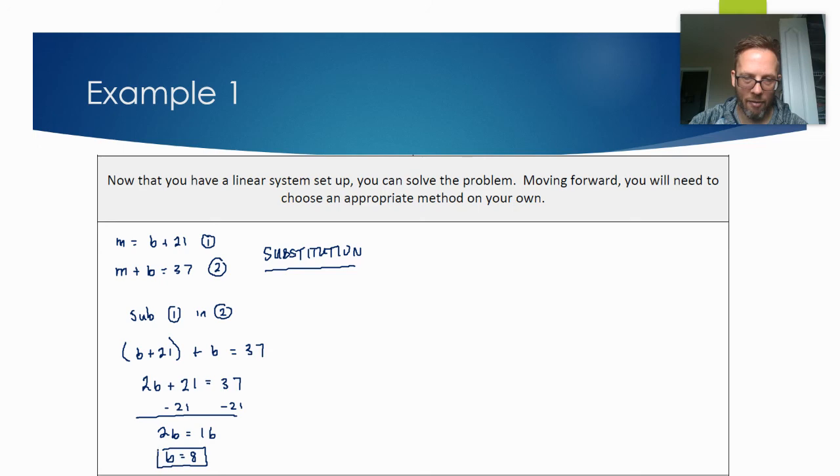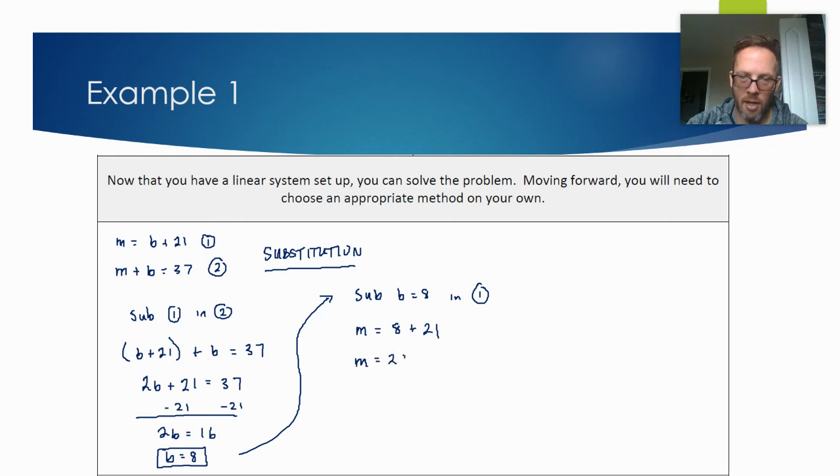Bryden has 8 Frisbees. Let's find how many Frisbees I have. Let's use equation 1. Where's my cursor? All right, let's go up here. Let's sub b equals 8 in equation 1. I think that makes the most sense because it's already rearranged for m. m equals 8 plus 21. m equals 29. Mr. Smith has 29 Frisbees.